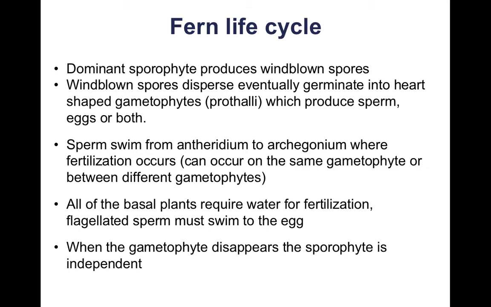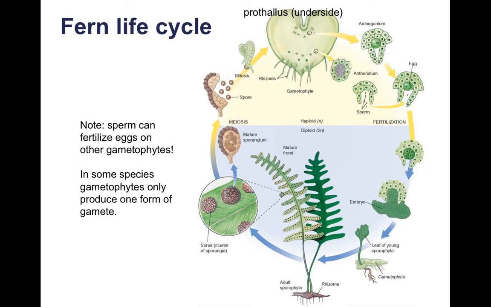Now, this can occur on the same gametophyte if it produces both male and female gametes, or it can be produced on different gametophytes and different organisms. So all of the basal plants require water for fertilization, okay? So the sperm have to swim to the egg. This is important, and we're going to see that this changes as we move up to seed plants. So the gametophyte is short-lived, so the sporophyte will grow right out of the gametophyte, and then the gametophyte will disappear, and the sporophyte is going to be completely independent from the gametophyte.